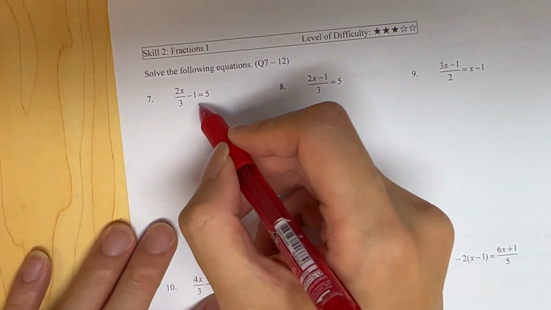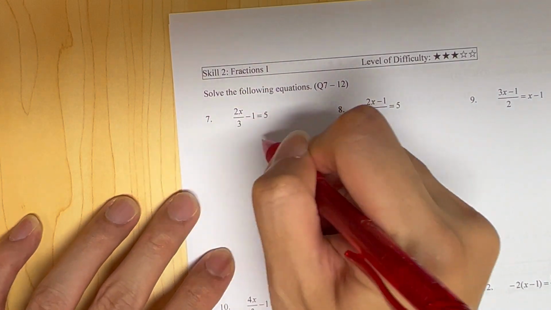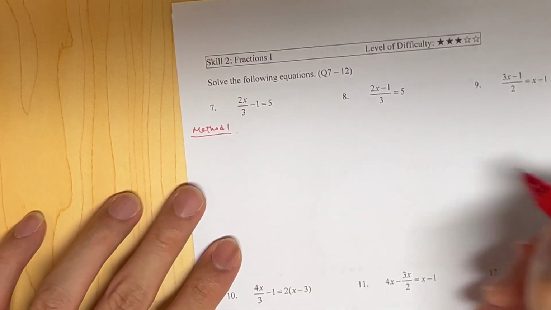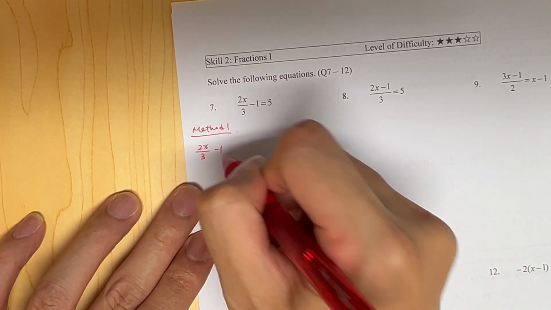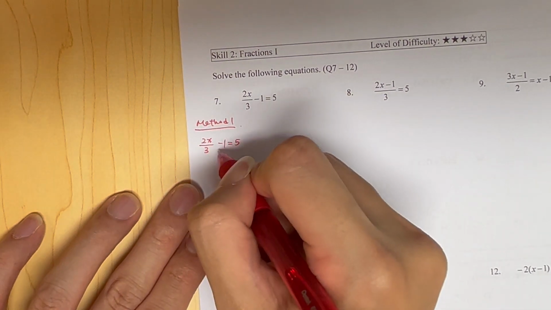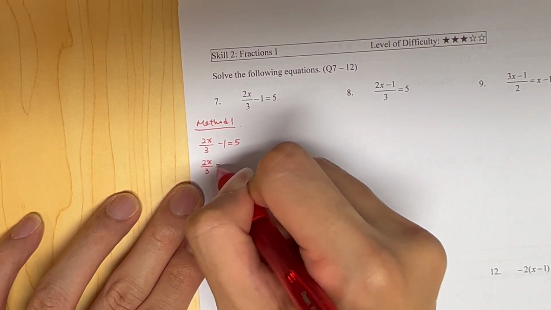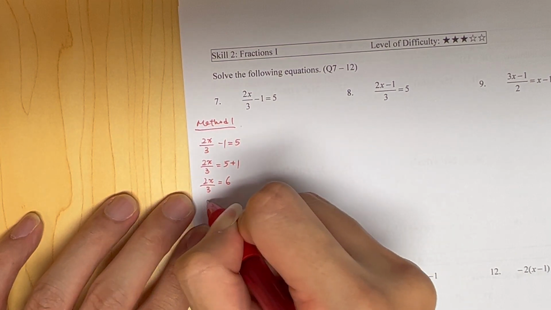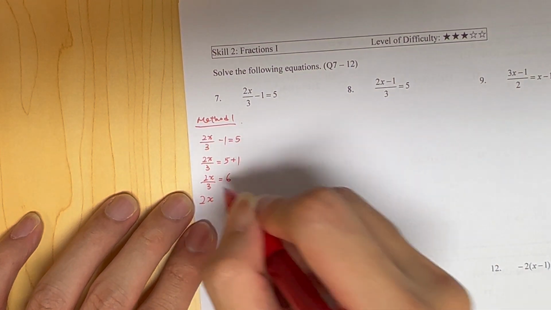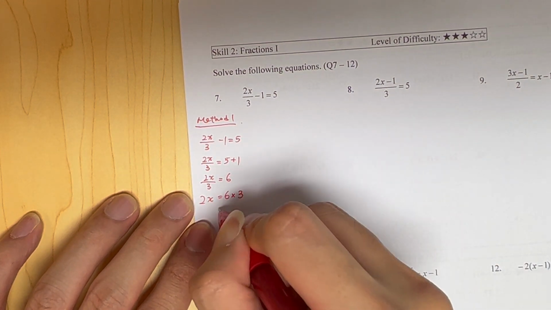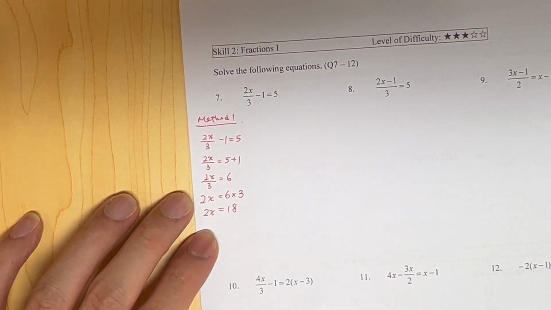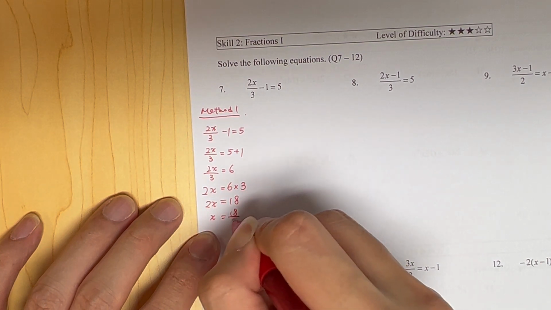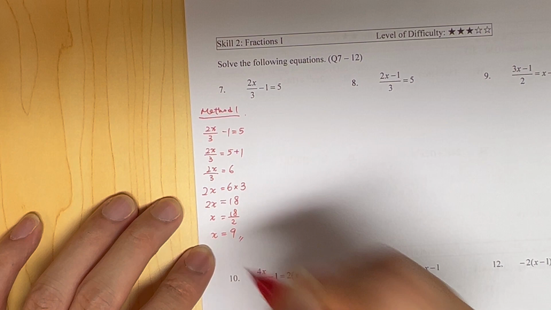So in this case, you have two methods. To be honest, I would like to introduce both methods and explain in detail. For method 1, if you know that minus 1 will be the last action, then we can move the minus 1 to the right hand side to be plus 1, and that will be 6. After that, you can remove it one by one. Divided by 3 goes to the right hand side and becomes multiply 3, and we get 18. And we can move multiply 2 to the right hand side, becoming divided by 2, so we will have x equals 9 as your final answer.